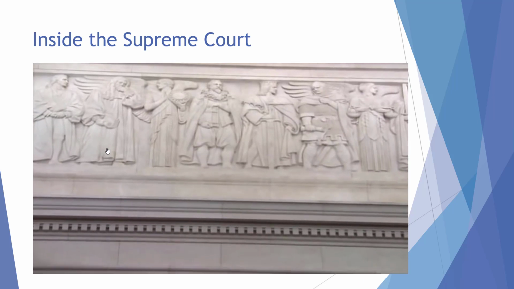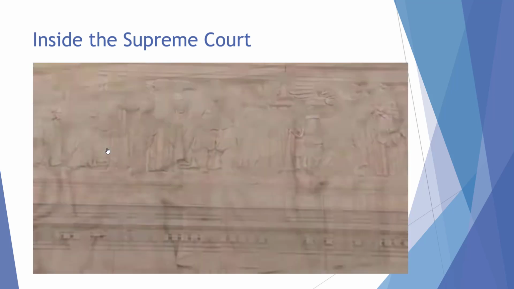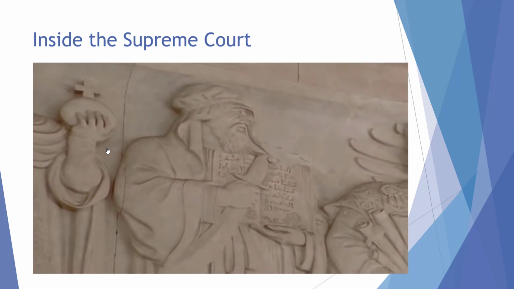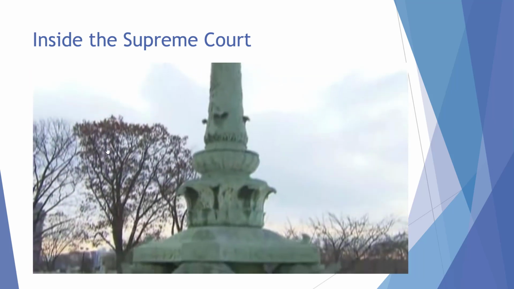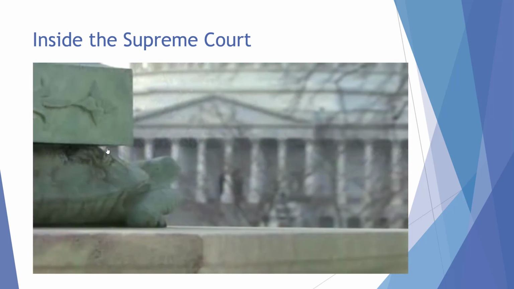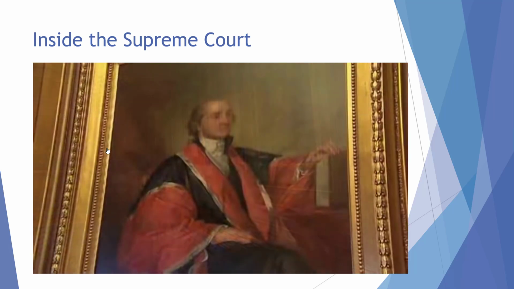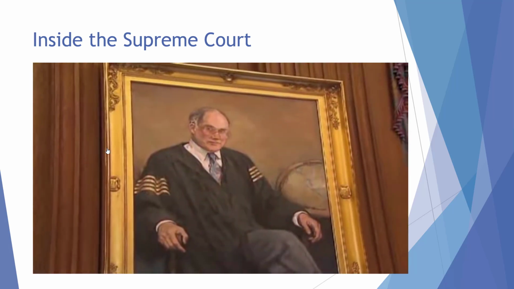Ornate carvings above the courtroom showing great lawgivers of the past, like Moses with the 10 Commandments and a rare image of the Prophet Muhammad. Small turtles on the lampposts outside signifying the deliberate pace of justice. And portraits of every former justice lining the walls where the new justices are sworn in.